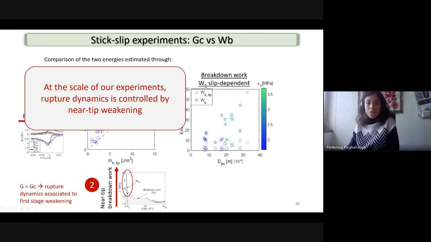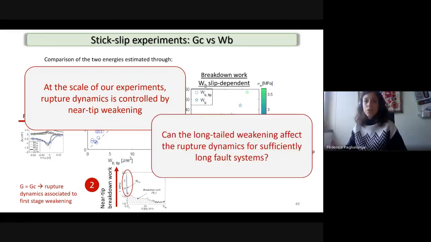But at the same time, our fault was quite small. I didn't mention it, but it's 20 centimeters small. So maybe it was not big enough to contain the length scale of the second weakening. So we wondered what would happen if we had a big enough fault. Would the long tail weakening affect also the rupture dynamics?